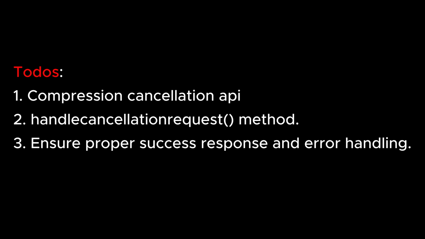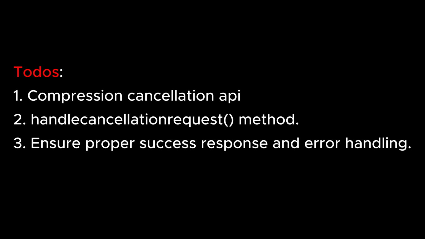So we are going to start by creating an API that sends a post request to the server to cancel a compression job by the ID. Now the API will handle all the necessary responses from the server and throw an error if the cancellation fails, and finally return a JSON response if the operation is successful. After that, we will create a method in the compressor.js file that will handle a cancellation request.